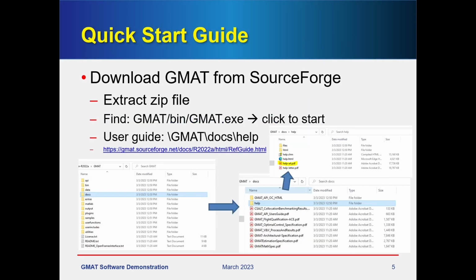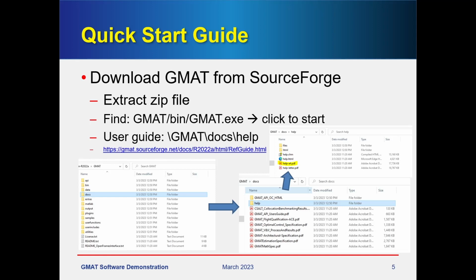If you are just starting with GMAT, go to SourceForge and download the GMAT zip file. Extract the zip file and navigate to the bin folder. Look for gmat.exe and click to start. GMAT should start right up. If not, I will cover a common Windows Defender problem in a few slides.